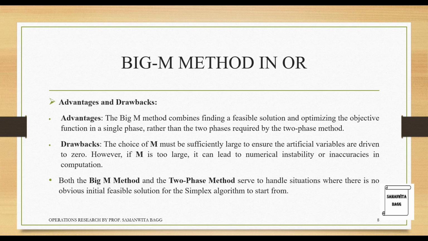Both the big M and the two-phase methods serve to handle situations where there is no obvious initial feasible solution for the simplex algorithm to start from. So if you have observed, if I have a greater than or equal to or an equal to sign, then finding an initial basic feasible solution becomes difficult because there is only a surplus variable and they turn out to be negative, as I showed you. Hence, for solving them, we introduce artificial variables and try to find the solution.